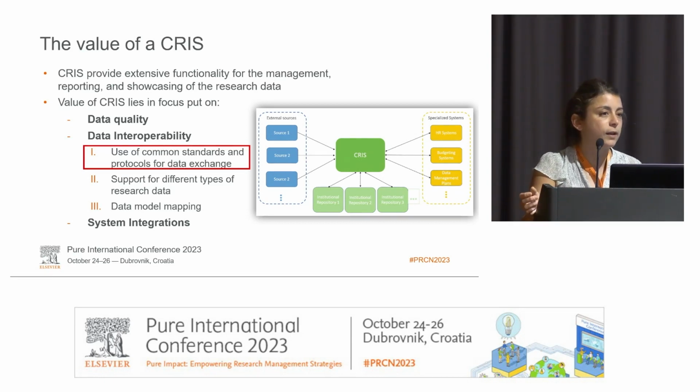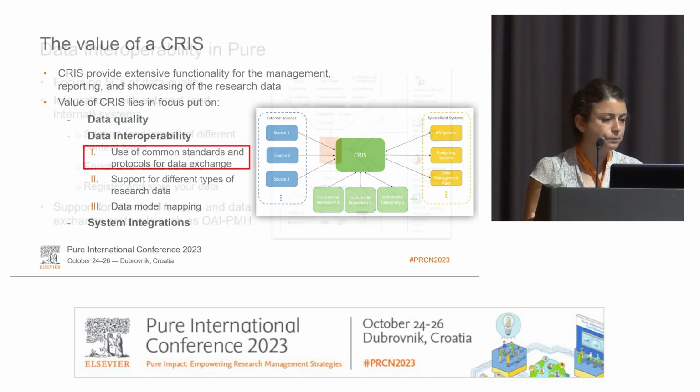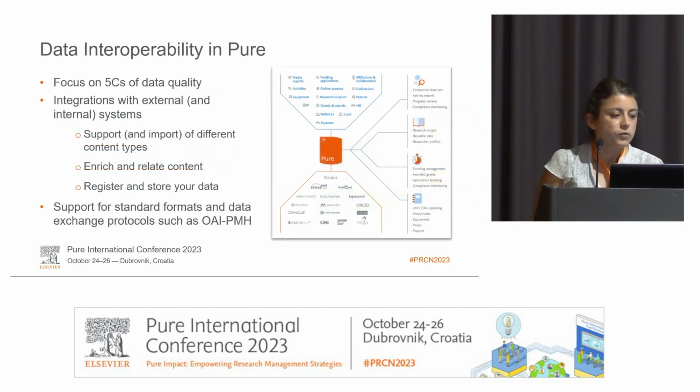Then, of course, a CRIS also provides system integrations. It makes it easy to gather the outputs and the content that you have in one place, even when you're looking for it in different systems. In Pure, as we said again in yesterday's roadmap, and I think Thomas also mentioned in his presentations, we focus on the 5 C's of data quality.